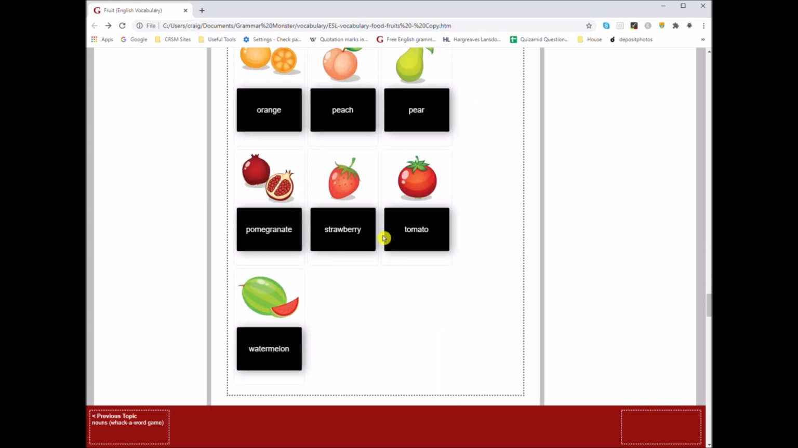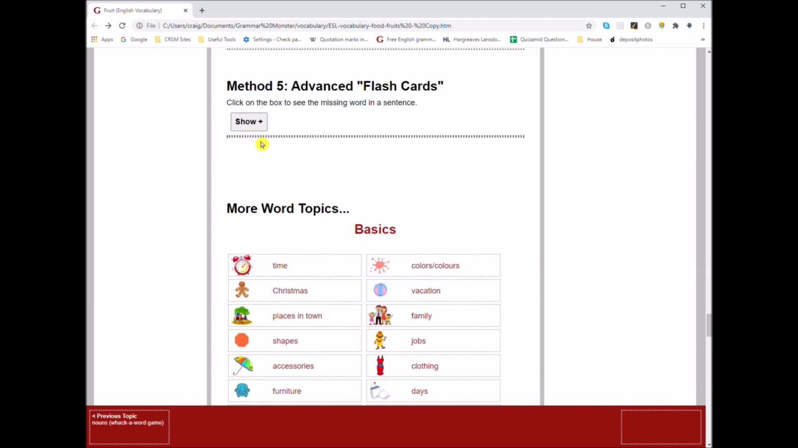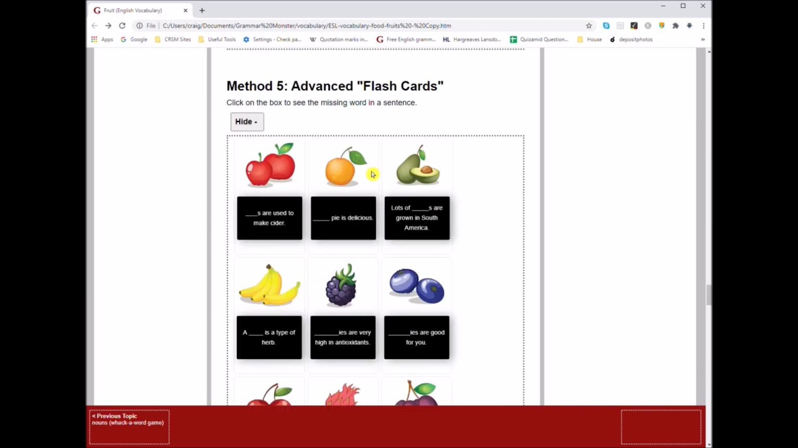Method 5 is much like Method 3. It's the flashcard method, only this time you're looking at a whole sentence with a missing word. So you read the sentence, think what the word might be, and then turn the card. After playing with these 5 different methods, the types of fruit should start becoming familiar to you.